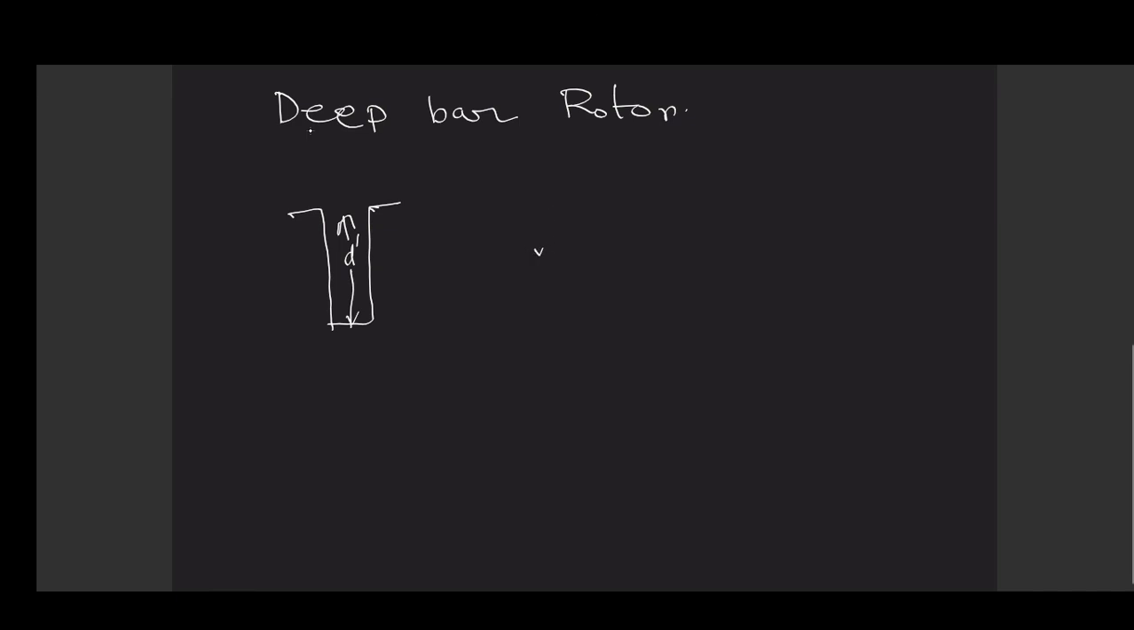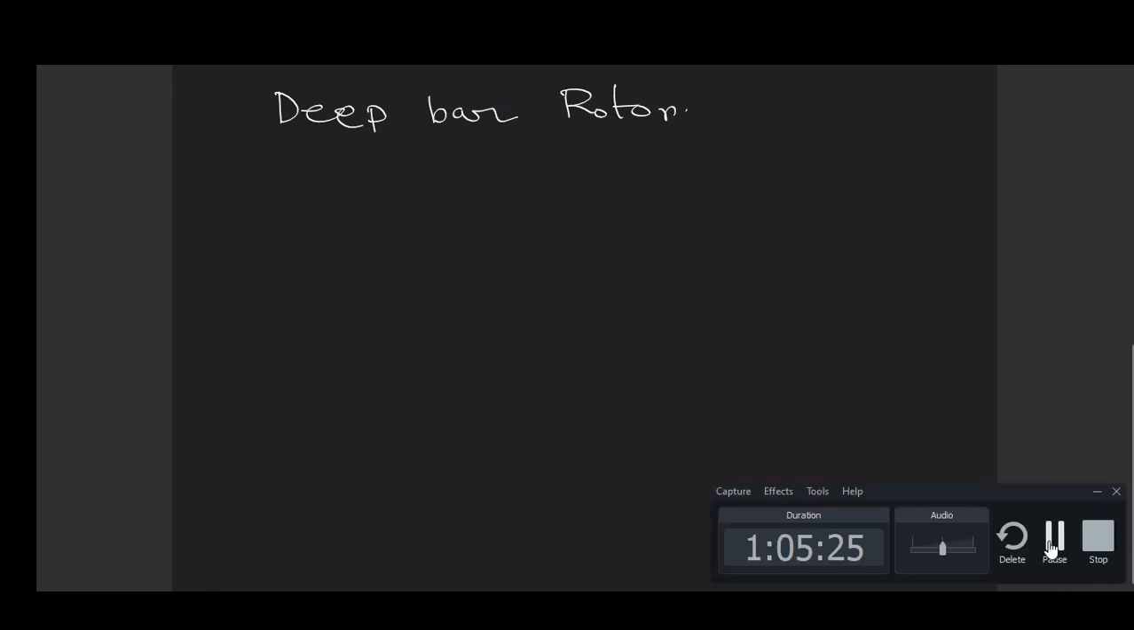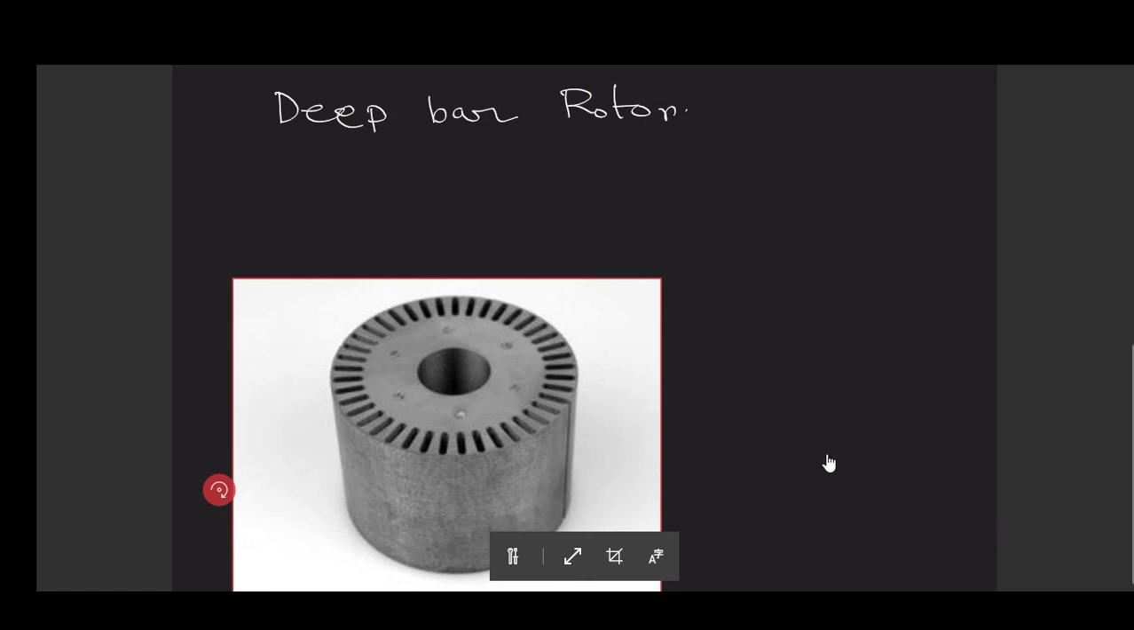What is your rotor surface? Rotor surface is like this. Just a minute, let me insert one image. These are the rotor slots. Now, what does deep bar slot mean? Deep bar slot means these slots are like this much.